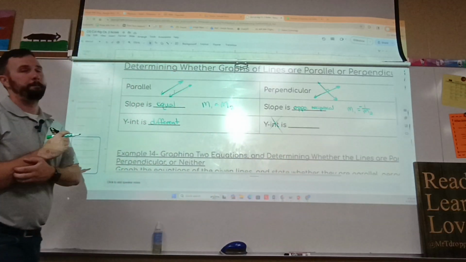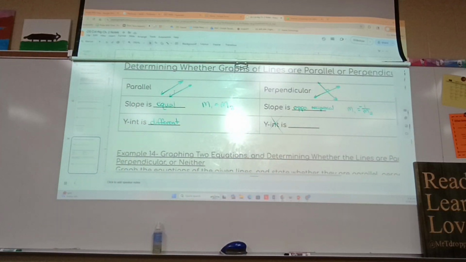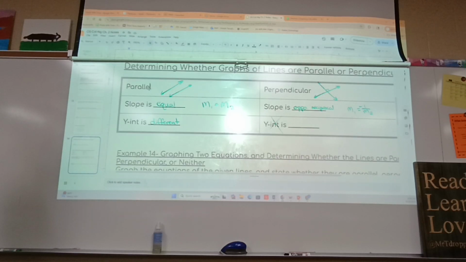Y-intercept doesn't matter, right? Because if they're opposite reciprocal slopes, they're going to hit at a right angle somewhere on the graph. Doesn't matter what they are. They cannot be the same line. They will only cross once.